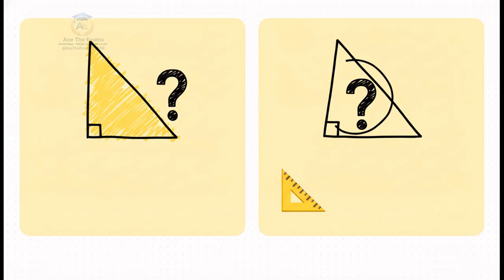But look at side B. The absolute second a specific angle is introduced into the mix, or if you're asked to go find an angle, Pythagoras has to go right back in the toolbox. We then need our trigonometric ratios. Knowing this exact boundary is literally half the battle.